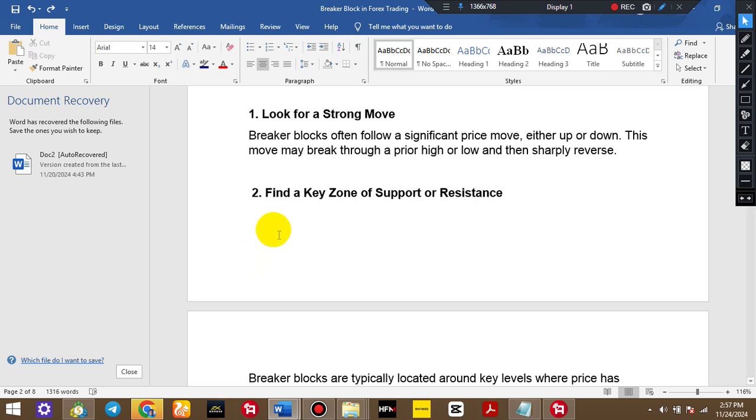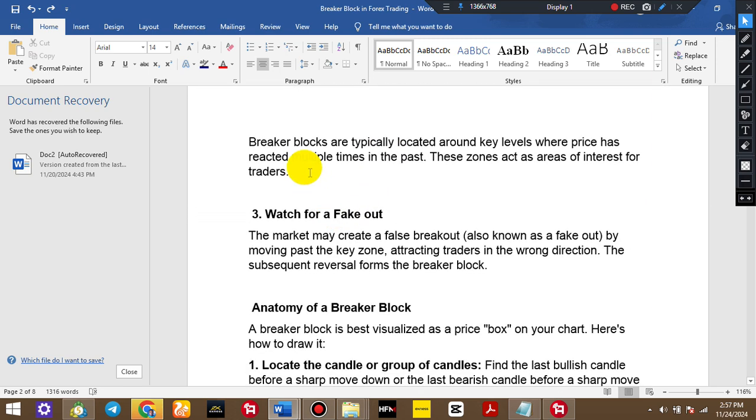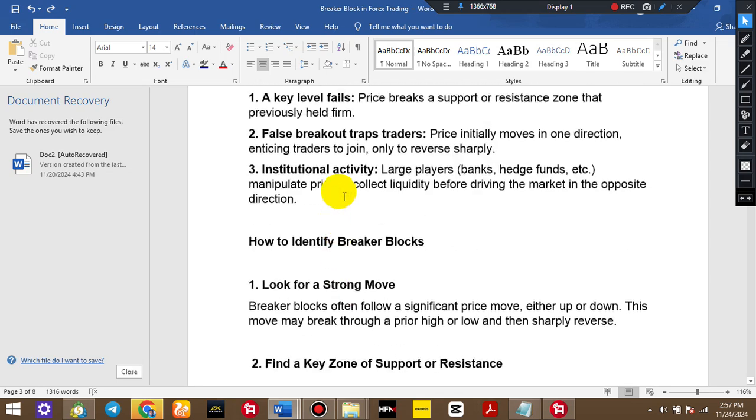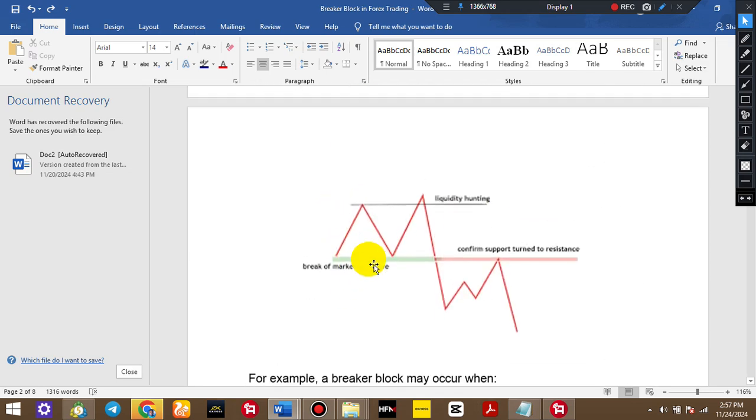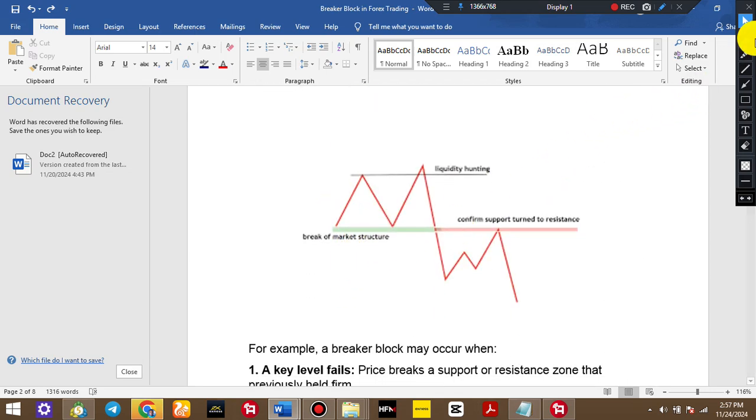Then two, find a key zone of support or resistance. Breaker blocks are typically located around key levels where price has reacted multiple times in the past. These zones act as areas of interest for traders. Now you can see that this zone here, price has initially reacted at that point before, right? Despite that it was a low, price came here and reacted by pushing price up.